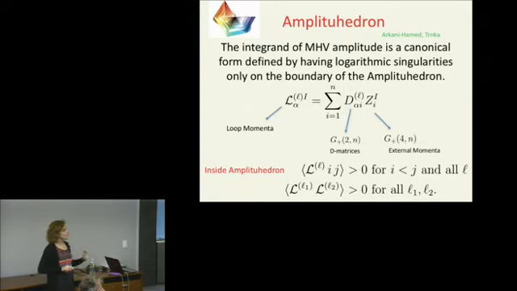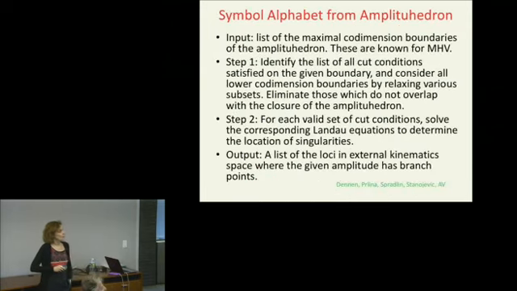So it's a way to represent an integrand. Again, I'm going to skip a lot, but just give you an upshot. The integrand of an MHV amplitude is given by a certain form defined by having log singularities only on the boundary of the amplituhedron. So this is external data, and the loop momenta, it turns out, could be written as a linear combination of some positive external data. So this is the procedure.